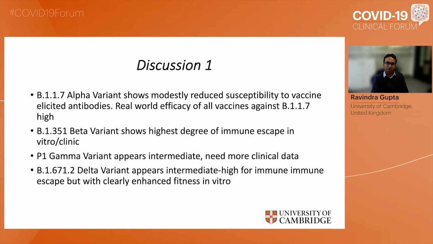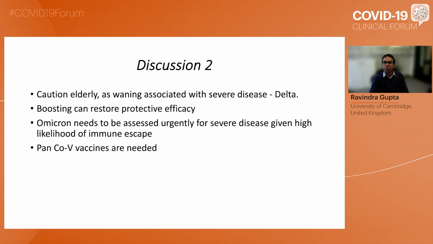So to wrap up, I've shown you that the alpha variants showed modestly reduced susceptibility to vaccine-elicited antibodies, and as variants have gone on, we've seen greater and greater losses of neutralizing sensitivity, and this really is a signal that we need to develop pan-coronavirus vaccines in order to limit virus escape and to maintain control of the COVID-19 pandemic.